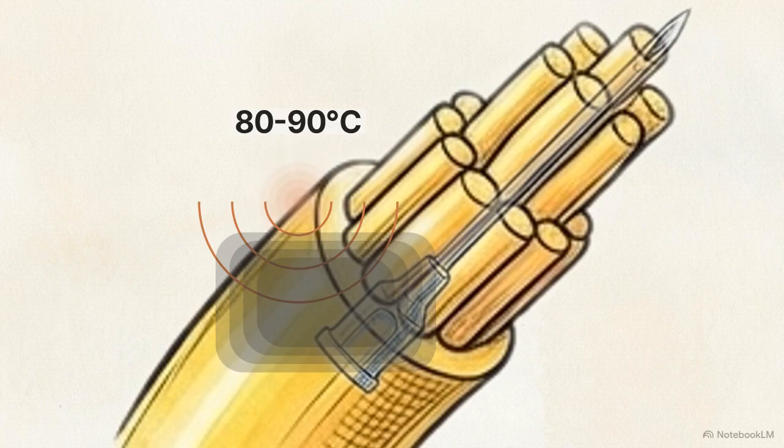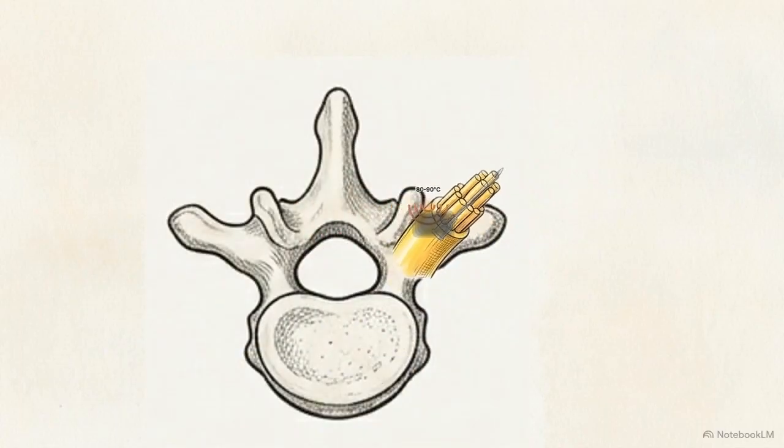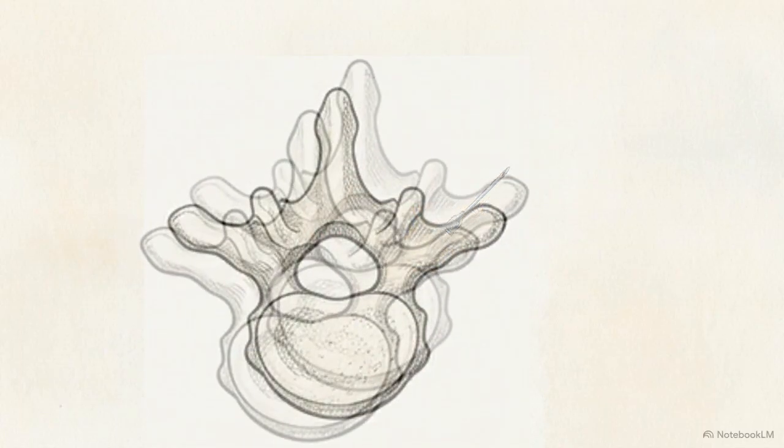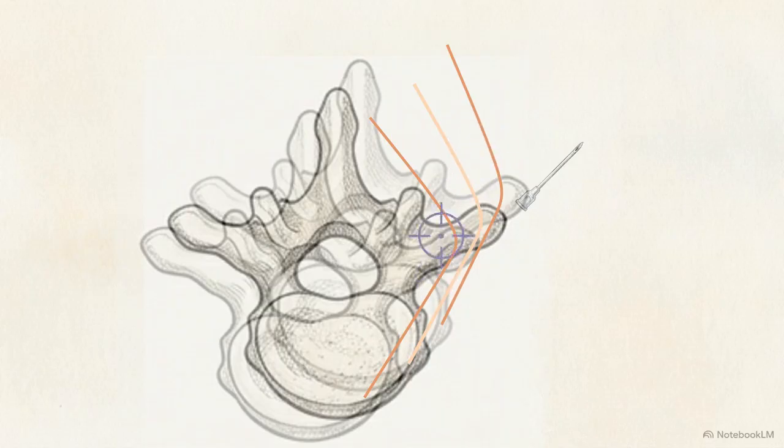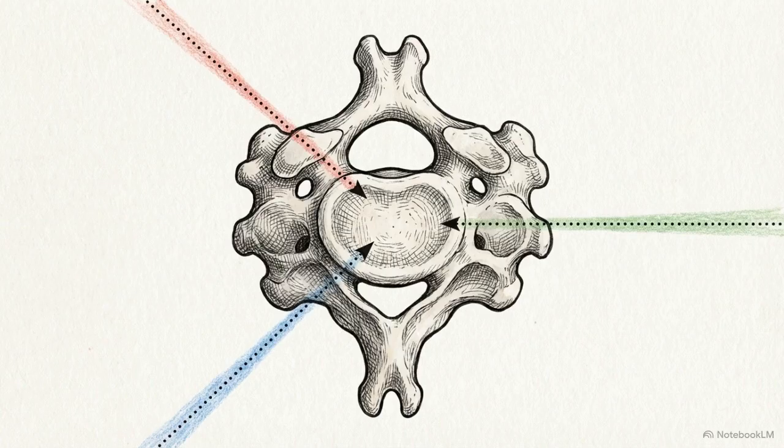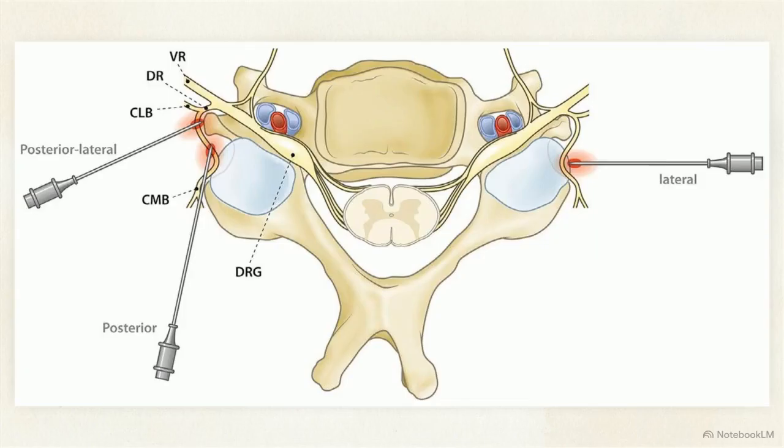Because these medial branches are microscopic and exhibit high anatomical variability from person to person, the success of the thermal lesion relies entirely on the precise geometric alignment of the ablation needle. Physicians utilize three primary procedural approaches to align the needle: the posterolateral, the posterior, and the lateral approach. This cross-sectional diagram illustrates the three needle trajectories intersecting the medial branches.